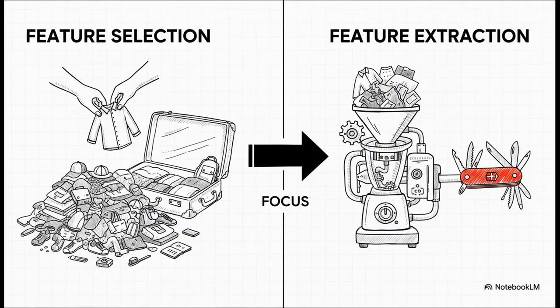Now, there are basically two main ways to do this. First, there's feature selection. I like to think of this as packing for a trip. You look at everything you could take, and you only choose the absolute essentials. Then there's feature extraction. This is way cooler. It's like taking all your clothes and inventing some brand new, super efficient, multi-purpose travel gear out of them. And for our purposes today, we're going to focus on that second one, the really transformative approach.